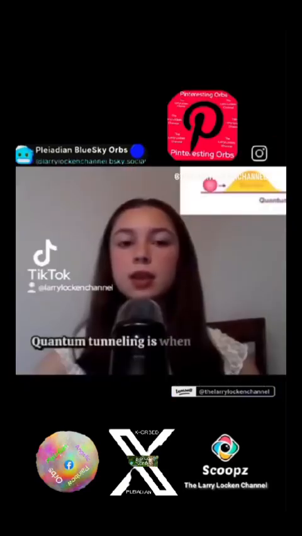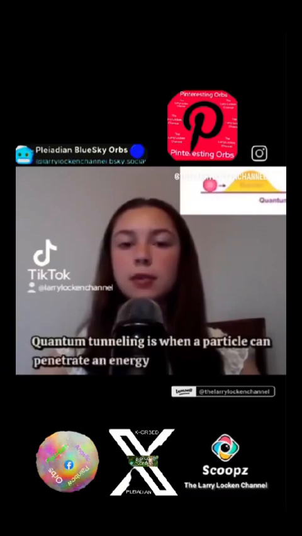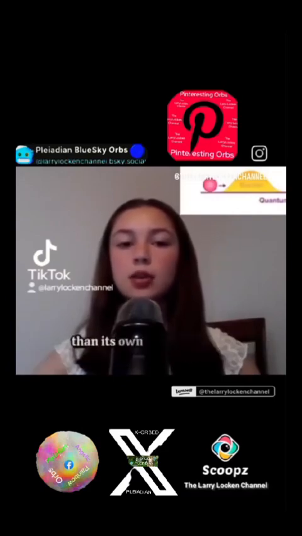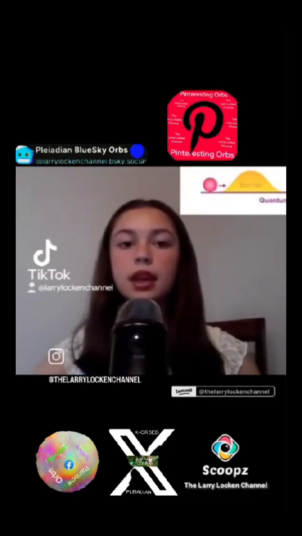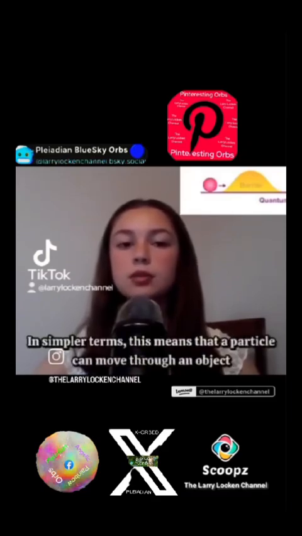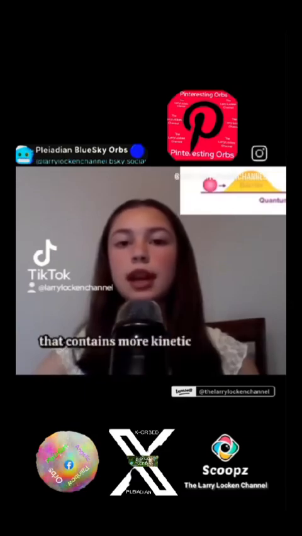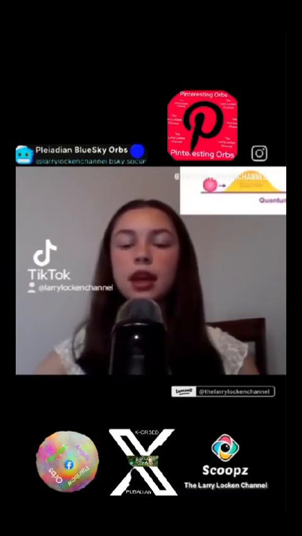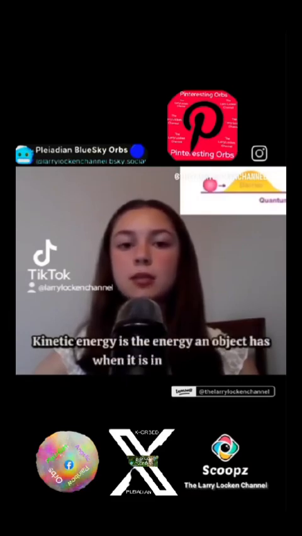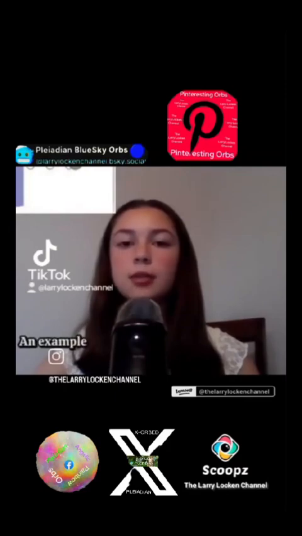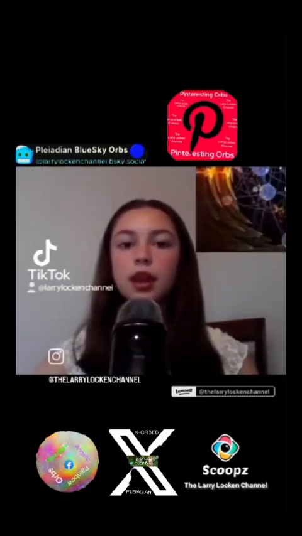Quantum tunneling is when a particle can penetrate an energy barrier that's higher than its own kinetic energy. In simpler terms, this means that a particle can move through an object that contains more kinetic energy than itself. Kinetic energy is the energy an object has when it is in motion. An example of quantum tunneling is a particle traveling through a door.